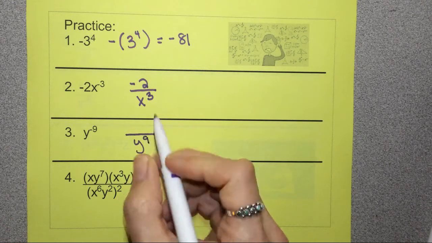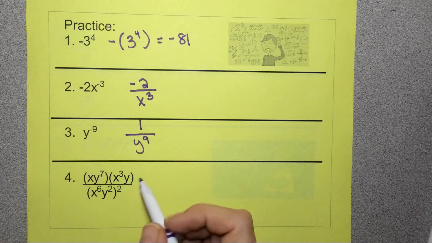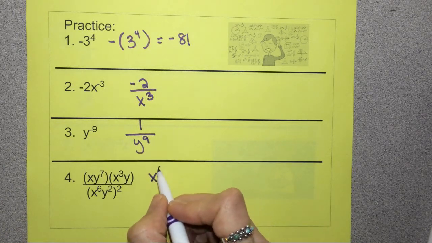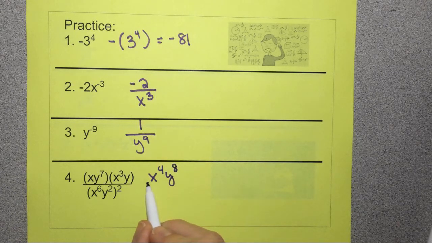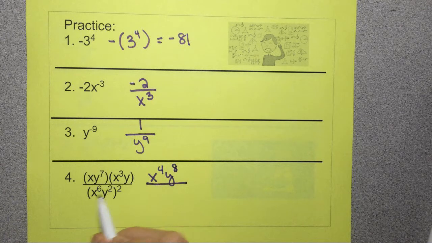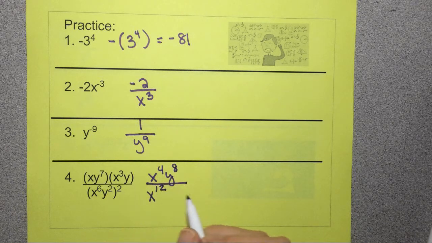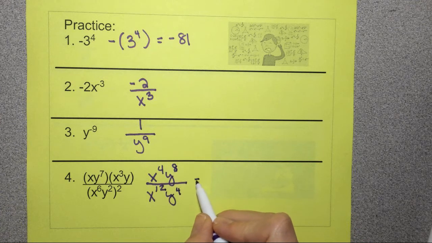I move it to the bottom. I put a 1 on top to hold the place. On number 4, the top is multiplication, so I'm going to add my exponents. So I get x to the 4th times y to the 8th. On the bottom, I've got powers on the inside and outside, so I'm going to distribute and get x to the 12 and y to the 4th. Now I've got a division problem, so we're going to subtract.